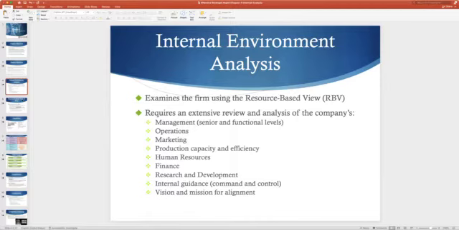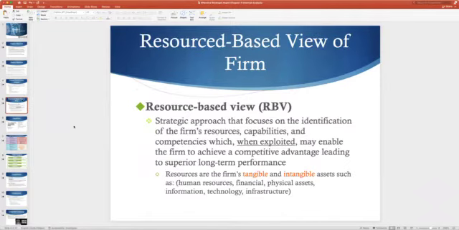So as mentioned, this is based on the resource-based view. That is that strategic approach that focuses on the identification of the firm's resources. We're going through an internal analysis. This now is internal. What kind of resources do we have available to that firm?